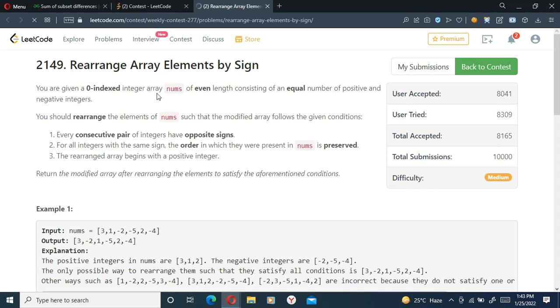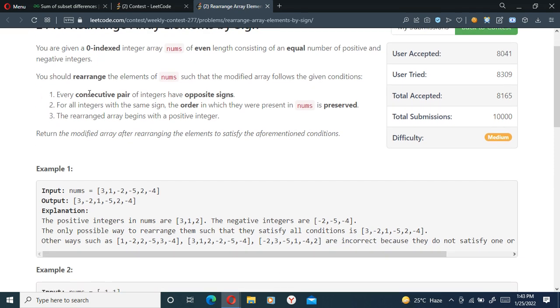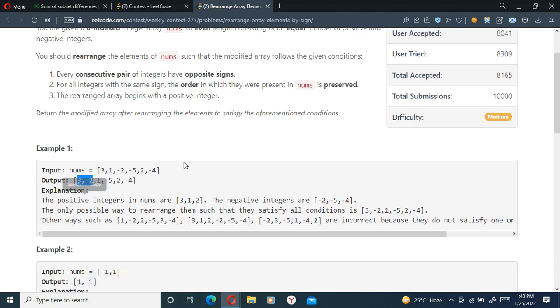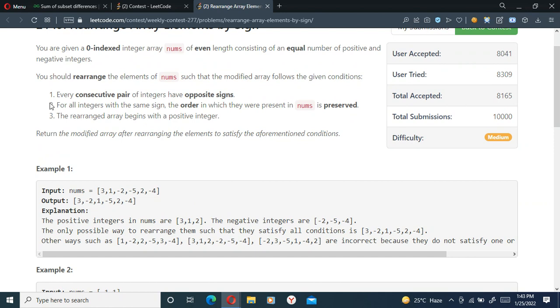Okay, you are given a zero-indexed integer array nums of even length, consisting of an equal number of positive and negative integers. You should arrange the elements of nums such that the modified array follows the given conditions. Every consecutive pair of integers have opposite sign. That means if this is positive, this is negative. And what should it begin with?